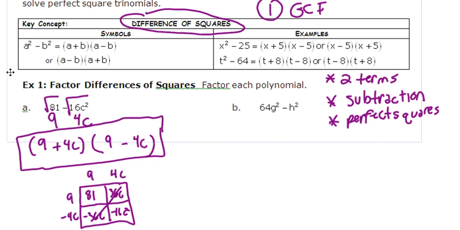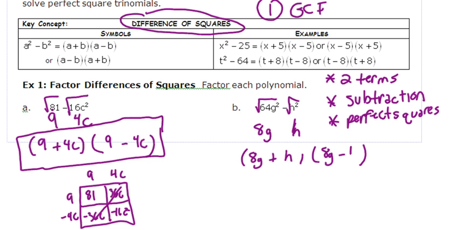So if I look at B, the square root of 64 is 8. The square root of g squared is g. The square root of h squared is just h. Now there were two terms and a minus sign, and these are perfect squares because I take the square root and I get nice numbers. So all I do is I make two parentheses. I have one plus sign, one minus sign, and I just follow the terms. So it's 8g plus h, 8g minus h.